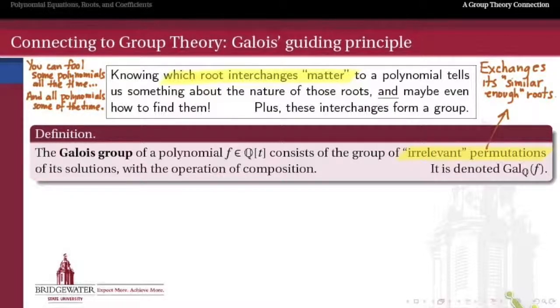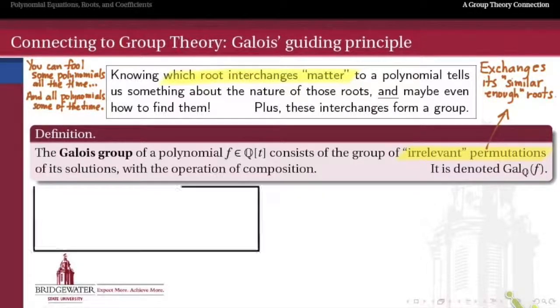We have a notation for this. We say Gal_Q of f. It's the Galois group of the polynomial f, thought of as having coefficients in the rational numbers. And of course, if we change rational for real or complex or integer or whatever, then we'll put a different symbol down there. And this is going to be the algebraic object, the group, that we attach to a polynomial that hopefully, if we understand the properties of that group, tells us something about the roots of that polynomial.